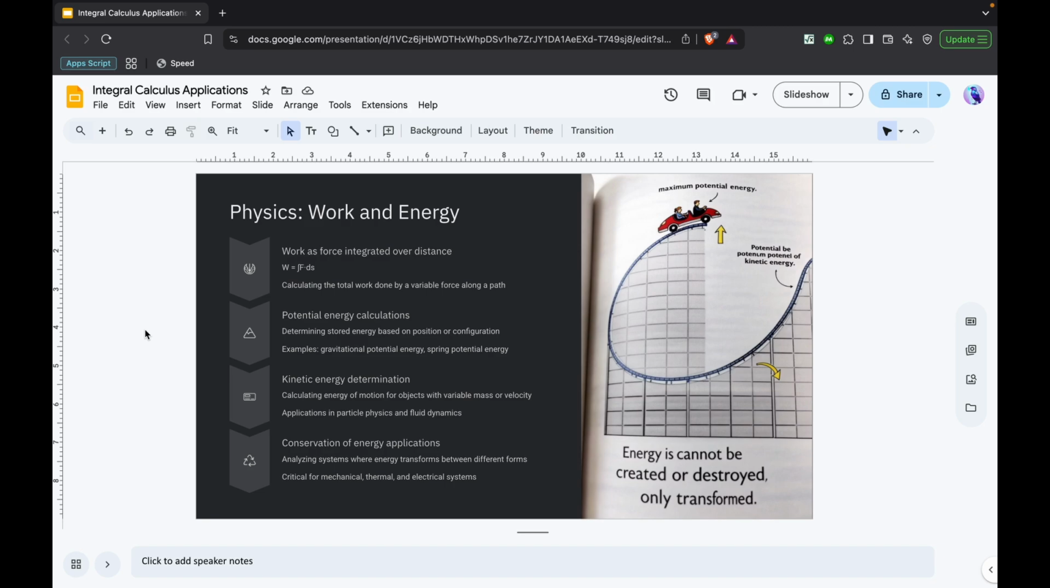The second one is we're trying to determine potential energy. Potential energy is energy based on position, or how much is stored. It's kind of the opposite of kinetic energy, which is the energy of motion. And the last one is using conservation of energy, which deals with analyzing systems where energy goes between different forms, like kinetic, potential, thermal, electrical, and mechanical, which is just potential plus kinetic energy.